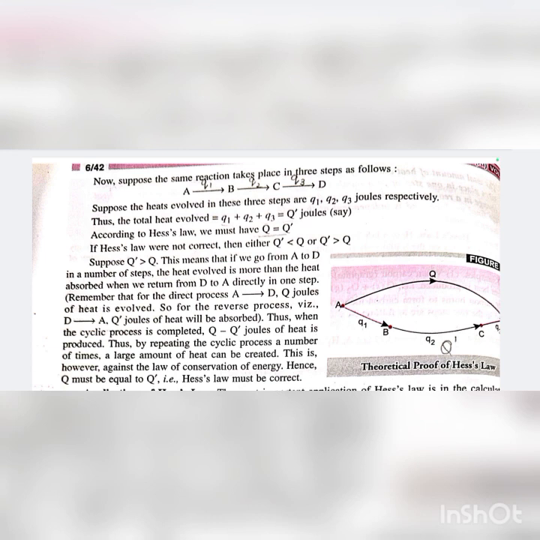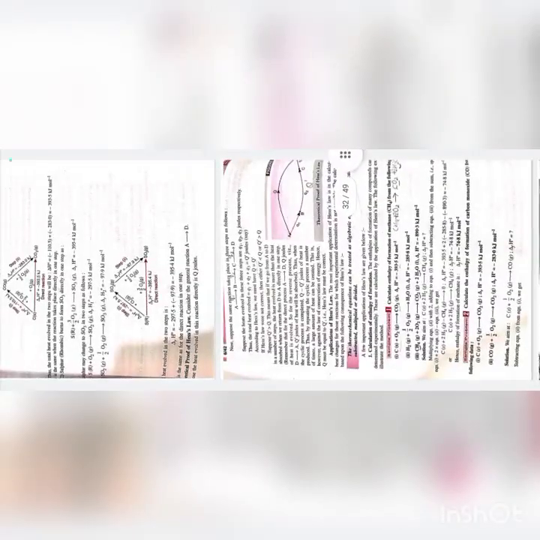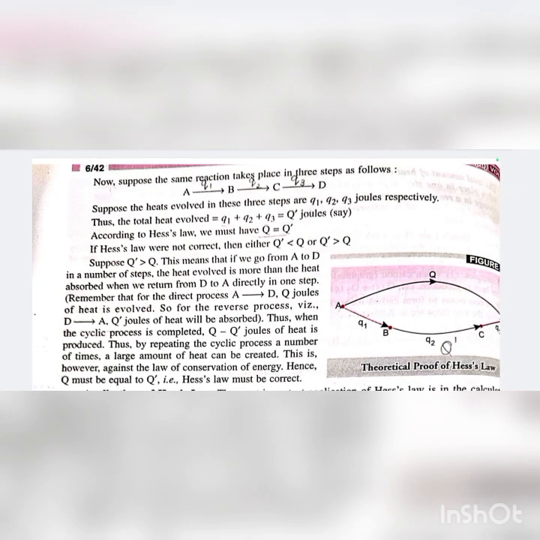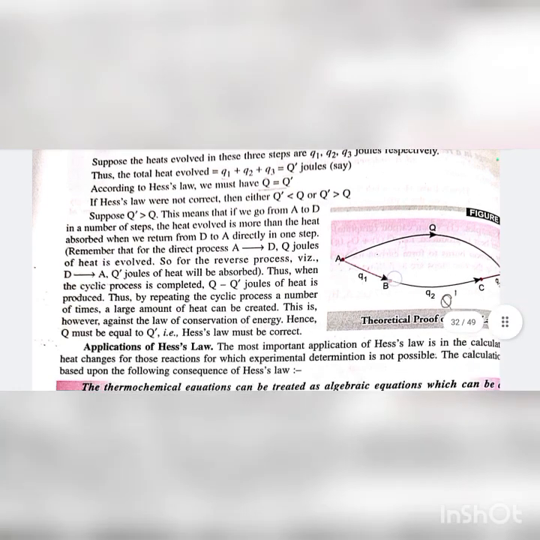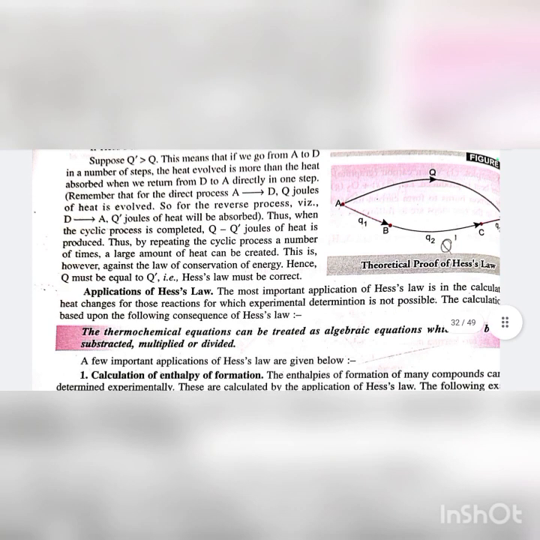If Hess's law were not correct, then either Q dash is greater than Q or Q dash is less than Q. Suppose Q dash is greater than Q. This means that when we go from A to D in a number of steps, the heat evolved is more than the heat absorbed when we return from D to A directly in one step. Remember that for the direct process, A is converted into D and Q joules of heat is evolved. So for the reverse process, in which D is converted into A, Q dash joules of heat will be absorbed. Then when the cyclic process is completed, Q minus Q dash joules of heat is produced.